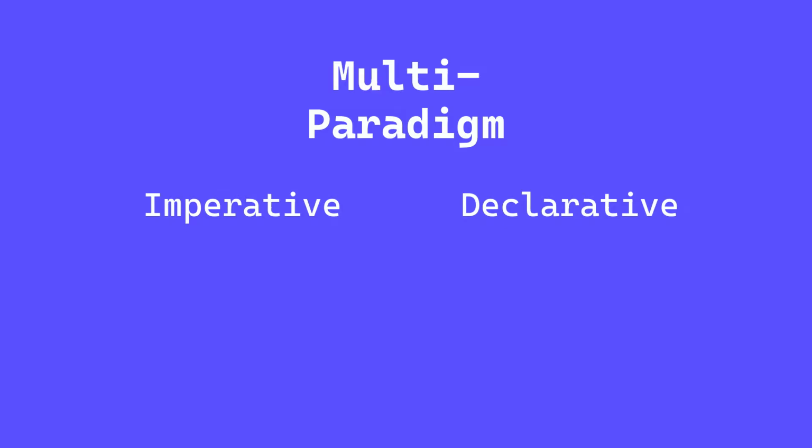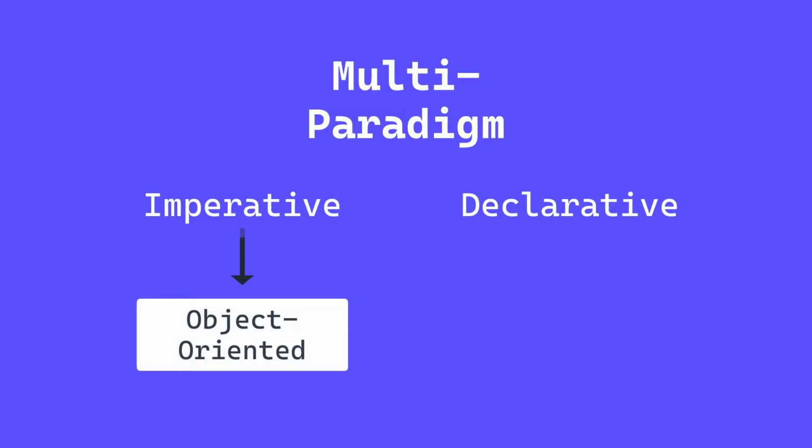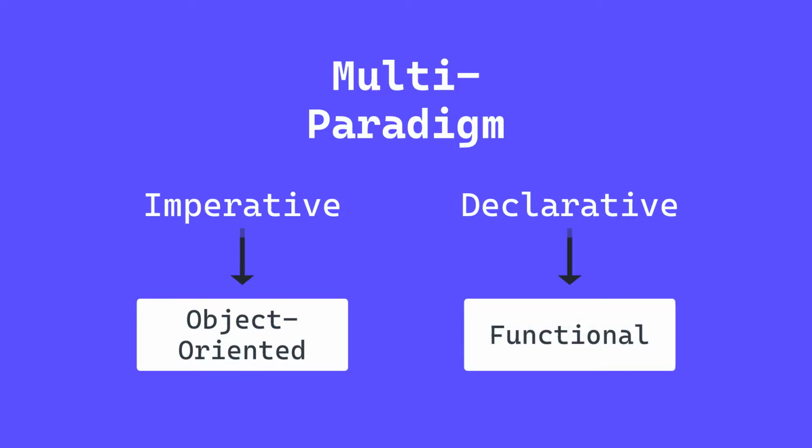The next is multi-paradigm. Programming languages can be classified based on programming paradigm. There are different programming paradigms, and they can be mainly categorized into two different groups. One is imperative, the second one is declarative. Object-oriented programming comes under the imperative category, and functional programming comes under the declarative category. Now JavaScript supports both of these different paradigms, and so that's why it is considered a multi-paradigm language.